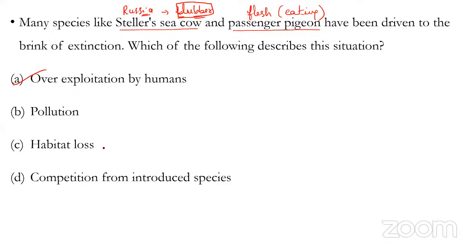With respect to habitat loss, please remember the examples which have been cited in your NCERT book, along with the data. Please remember the way in which the Amazon forest is getting destroyed. Amazon forest is called the lungs of the planet. Amazon forest has the capacity to take in carbon dioxide and convert it into oxygen. It is called the lungs of the planet.